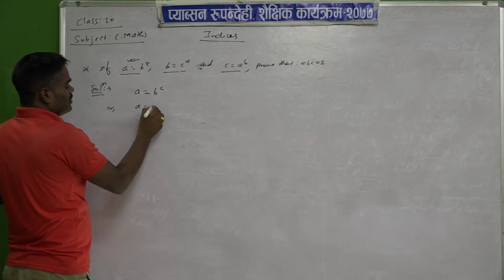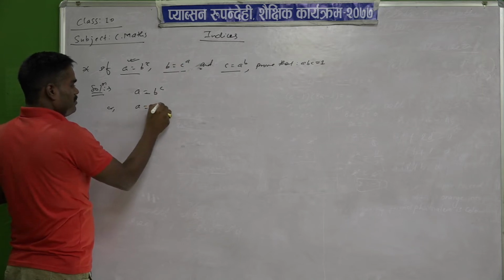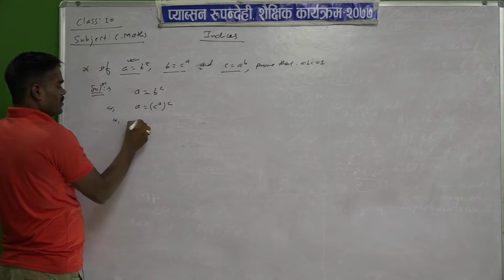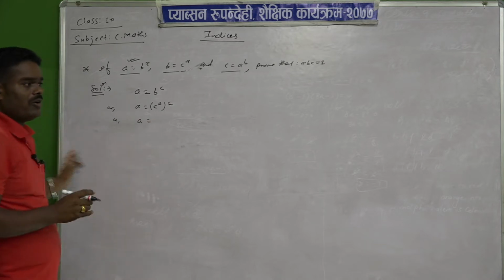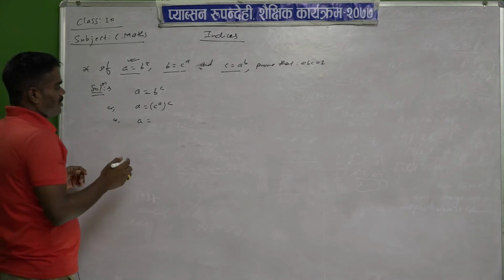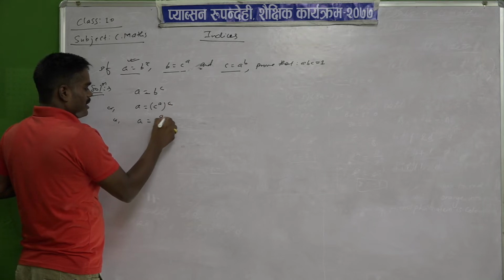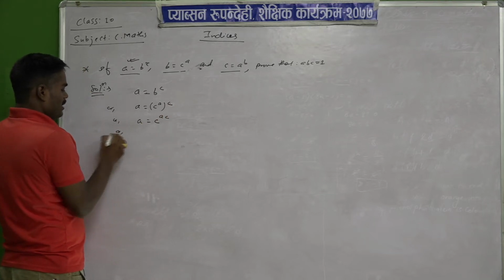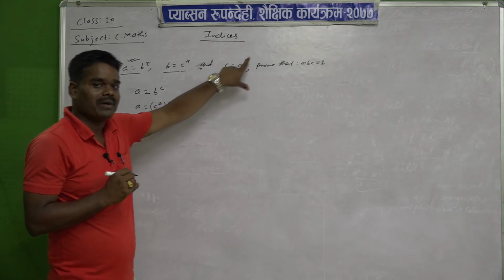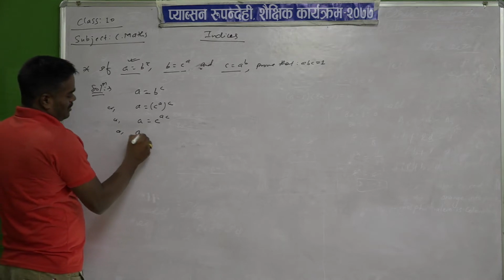So, in place of b, keep this value of b, that is c power a. So a equals, in place of b, c power a. So c power a whole power c. So, we know what the rule is: if power over power, then they are multiplied. So c, a into c means ac. And again c, what is the value of c given here? c equals a power b. So, put that value.